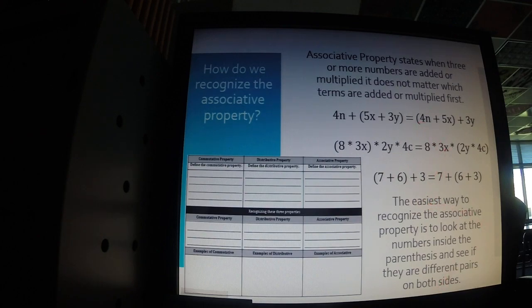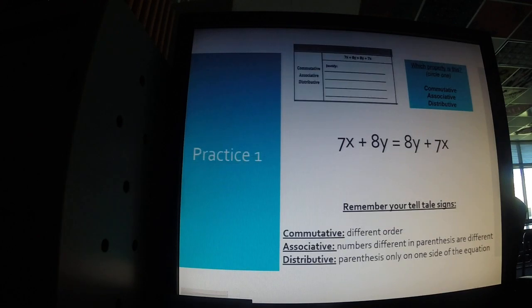Okay? All right, moving on. And again, remember, you can pause the video at any time. So let's practice. Here's our first problem. It says, which property is this? Is it commutative, associative, or distributive? And it says, remember to look for your telltale signs.